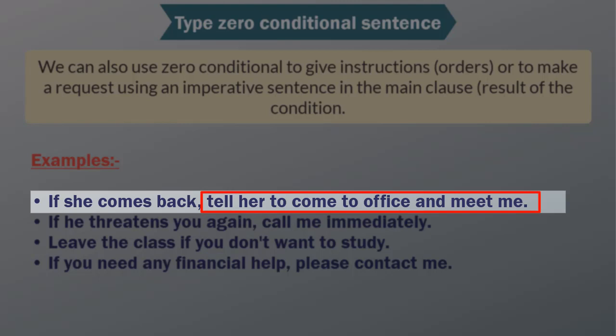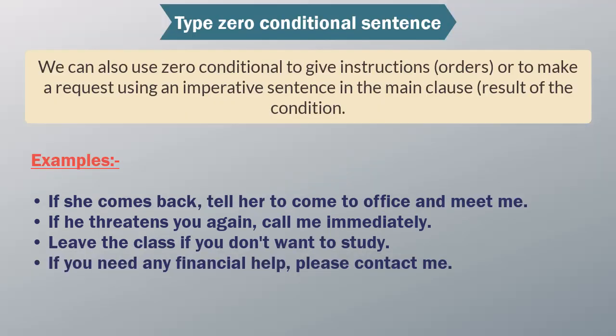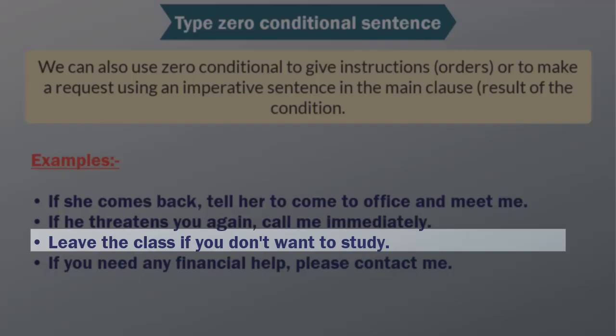You can see in the main clause, in the result clause, we don't have a subject because it is an imperative sentence. An imperative sentence, guys, has an implied subject, which is you. You tell her to come to office and meet me. If he threatens you again, call me immediately. If this happens, if this condition occurs, if he threatens you again, call me immediately. And the subject of this clause is you. You call me immediately. Leave the class if you do not want to study. Outcome, the result, leave the class. You leave the class if you don't want to study.